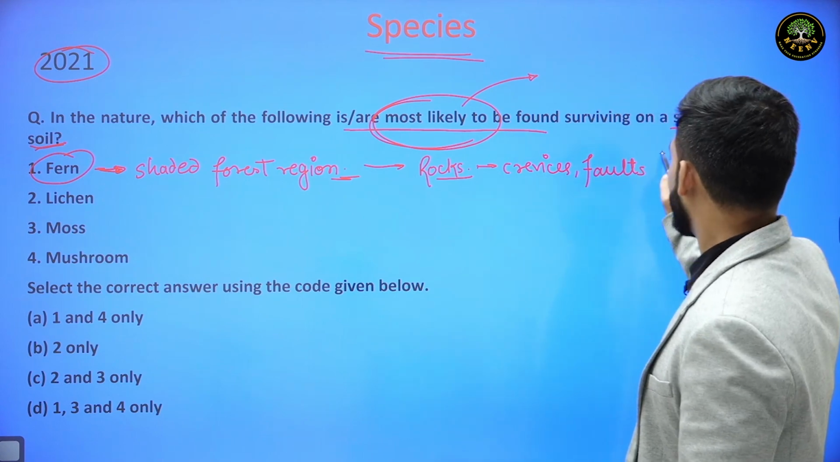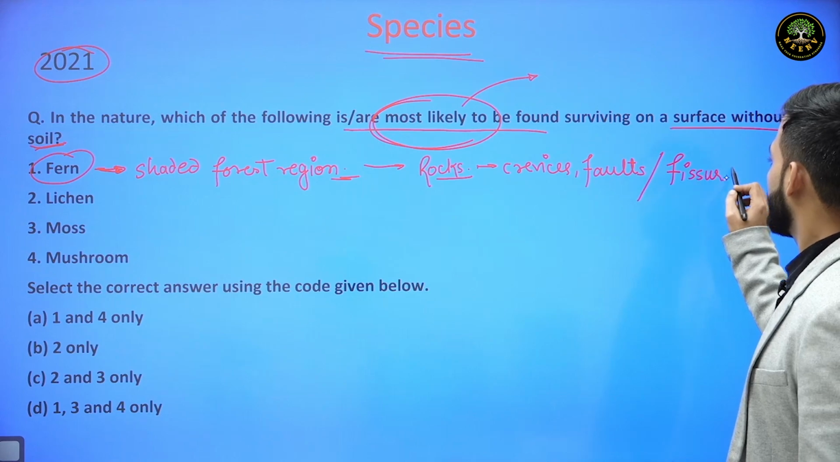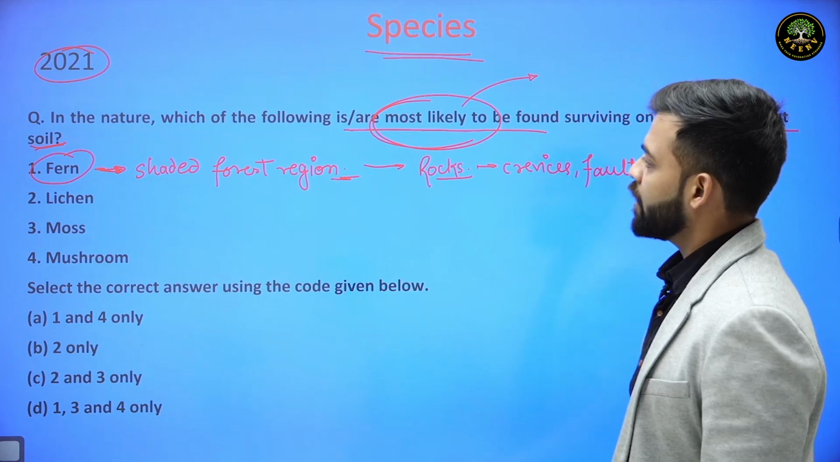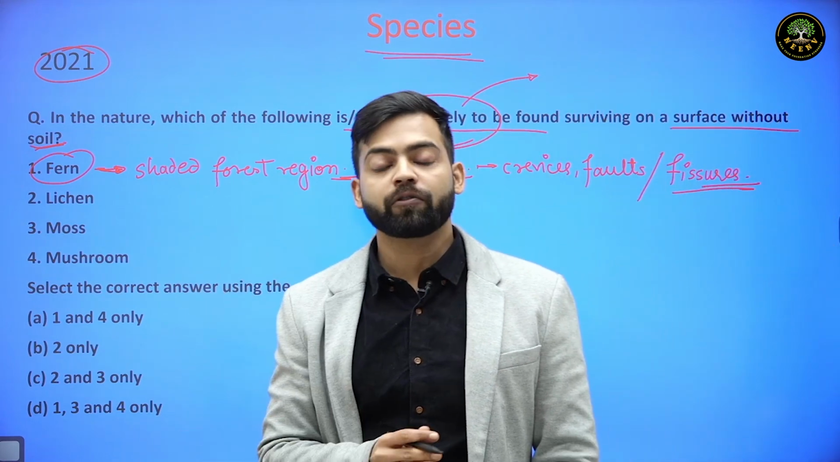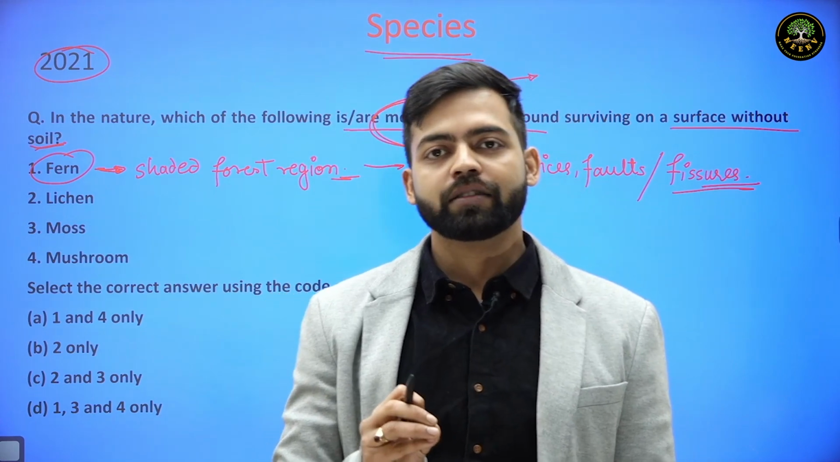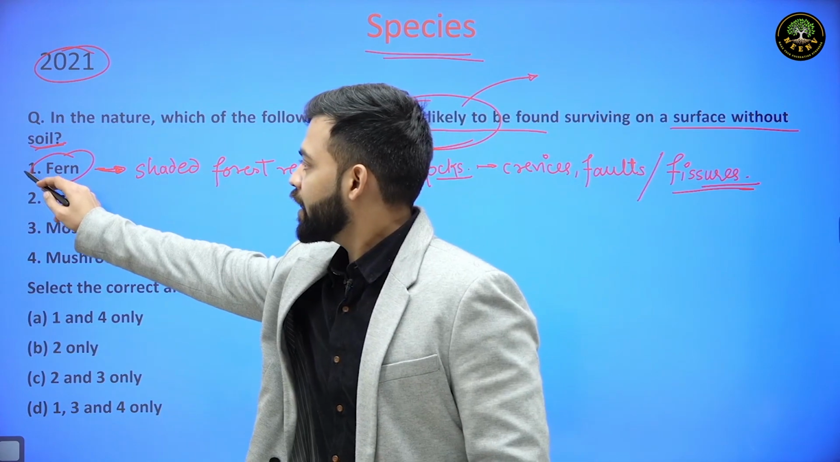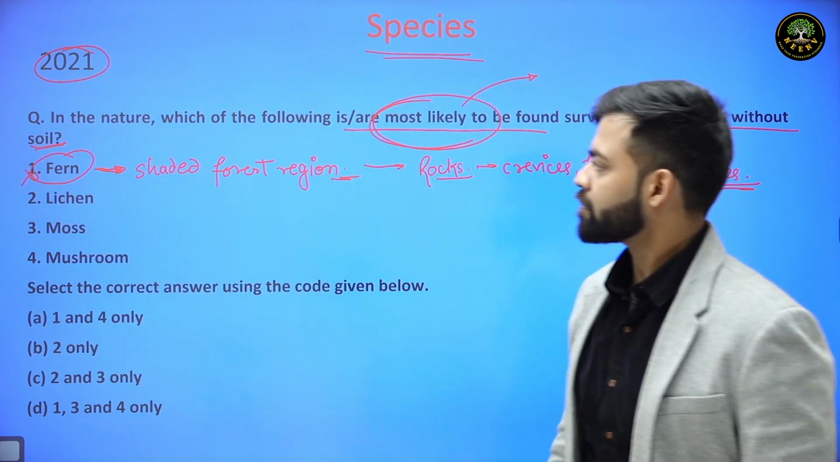There also ferns can be found. But the healthy environment, if we have to talk about the healthy environment where ferns can be grown, so that is the surface having soil. So we can eliminate this option, this statement.